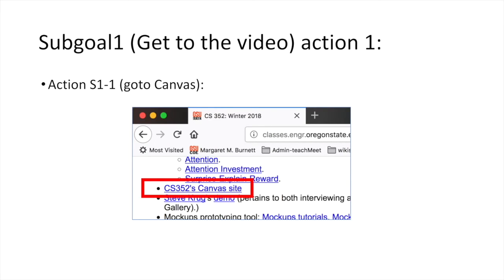So here's what Abby's looking at. This is her class webpage, CS 352. Notice my name's splattered all over everyone. As I said, I experienced this very scenario. And of course, she is familiar with how you get to Canvas. She's done it before. So she knows how to get to Canvas. But that's not what we're evaluating. We're evaluating get to the video.